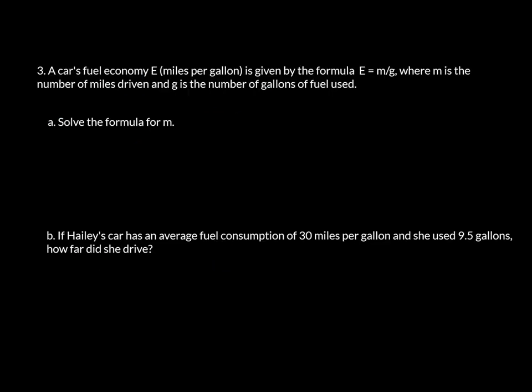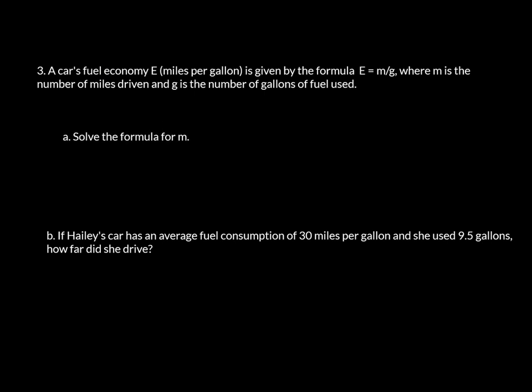Number 3 says a car's fuel economy, E, in miles per gallon is given by the formula E equals M over G, where M is the number of miles driven and G is the number of gallons of fuel used. Solve the formula for M.